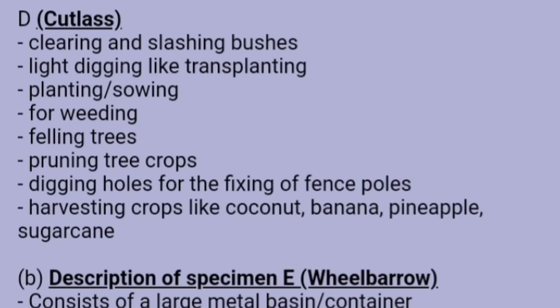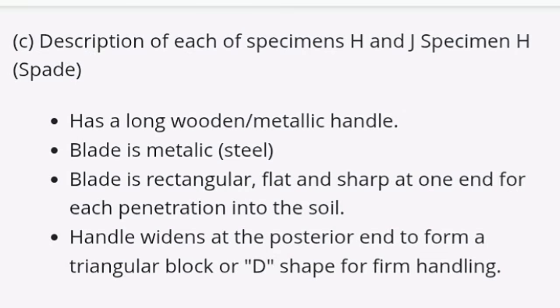If you want to describe spade, you would say it has a long wooden or metallic handle. The blade is metallic, like steel, and the blade is rectangular, flat, and sharp at one end for easy penetration into the soil. And then the handle widens at the posterior end to form a triangular block or a D shape for firm handling. So you've described spade. In case you're asked to describe specimen F, that's spade, you describe it that way.